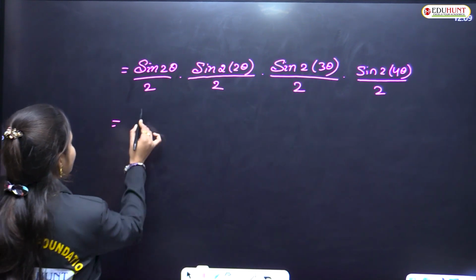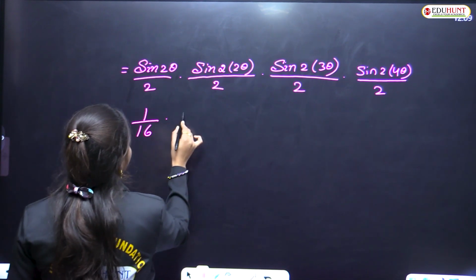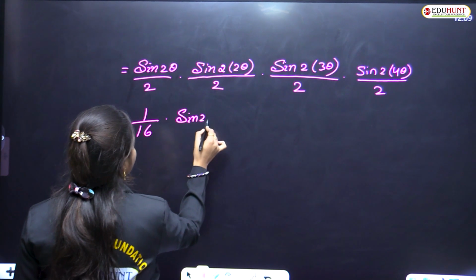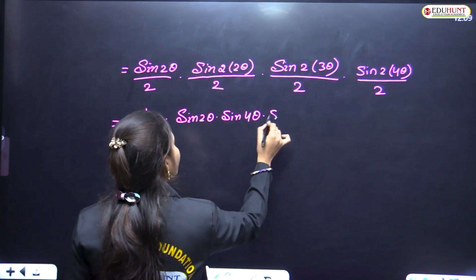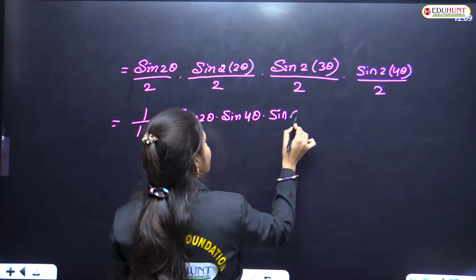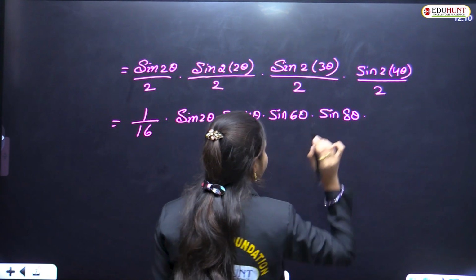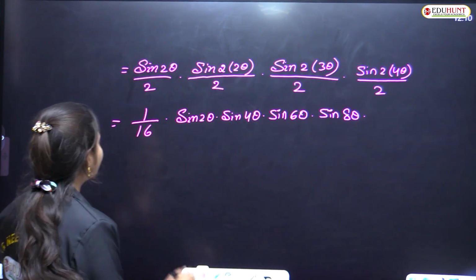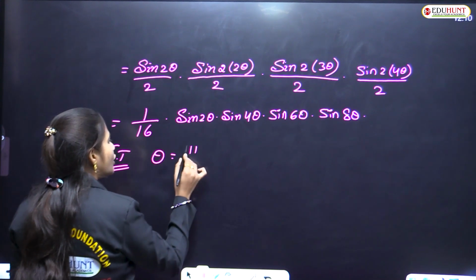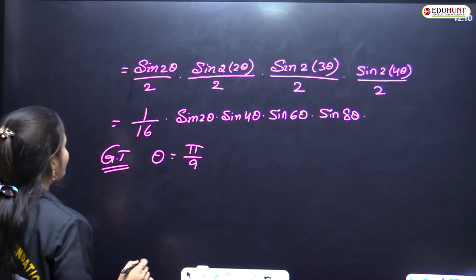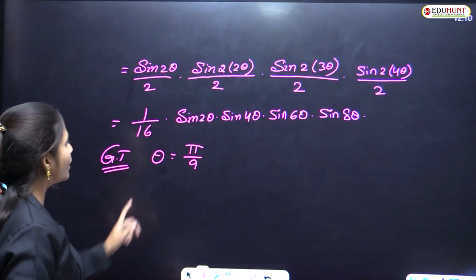So 1 by 16 I want to write like this: 1 by 16 into sine 2 theta, sine 2 2s are 4 theta, next sine 2 3s are 6 theta, and here sine 2 4s 8 theta. Am I clear? And they also gave that theta is equal to pi by 9. At the starting of the question they gave that theta is equal to pi by 9. So this condition here we have to apply.